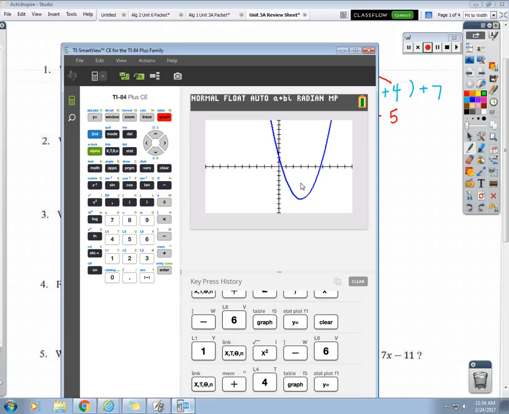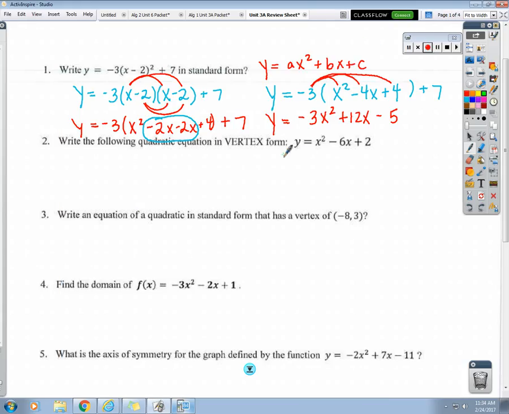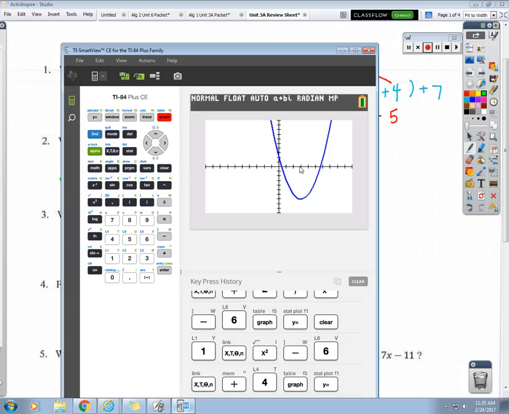Okay, over 3, down 7. So that means the vertex is 3, negative 7, correct? But you have to remember how to write it in vertex form. So y equals, to represent it moving right 3, how do you represent that in the equation? X minus 3 would be right 3, correct?